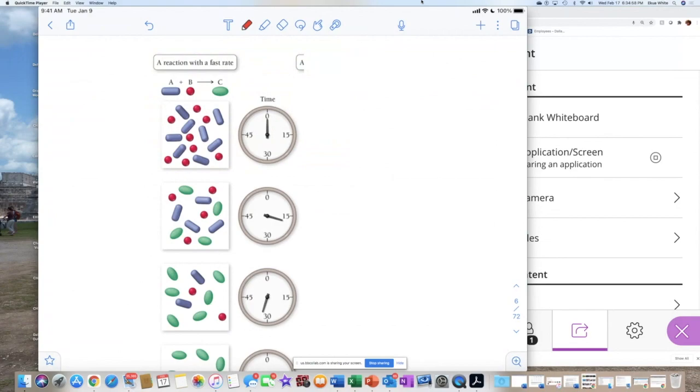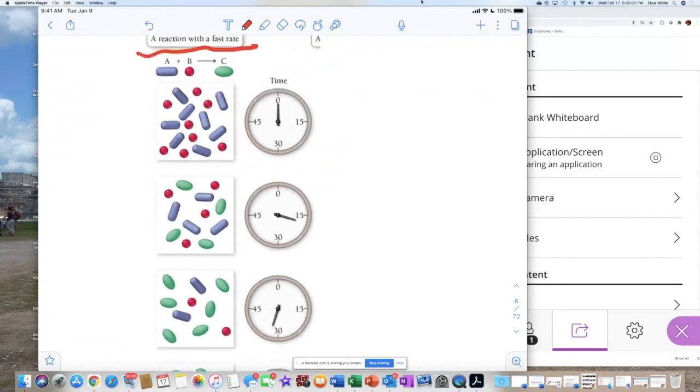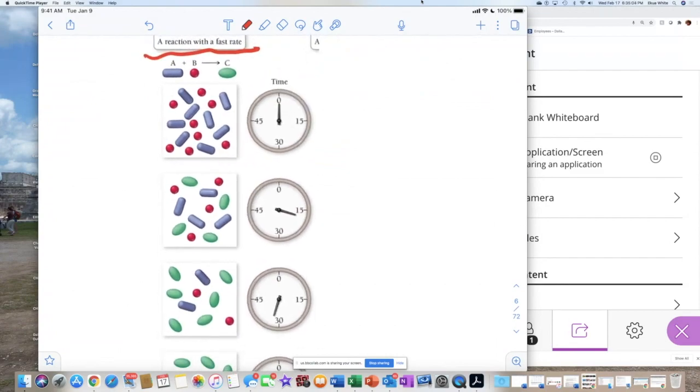Obviously, we agree with it because it's a textbook, right? The author wrote it, but let's see why this is true. Why is this labeled a reaction with a fast rate? I would recommend to you guys, if you see a question like this, the response from you should be to track. Track the changes from one box to another. You're trying to see what kind of changes are happening.